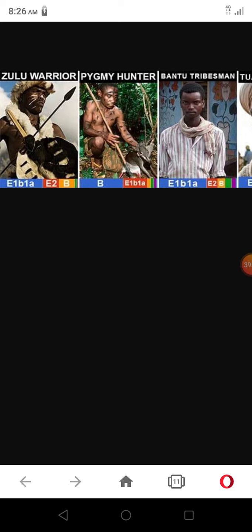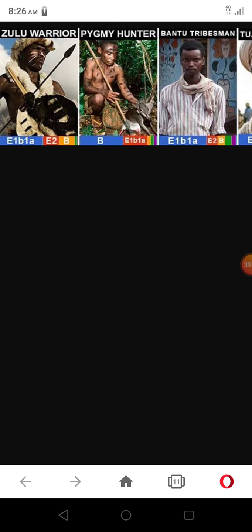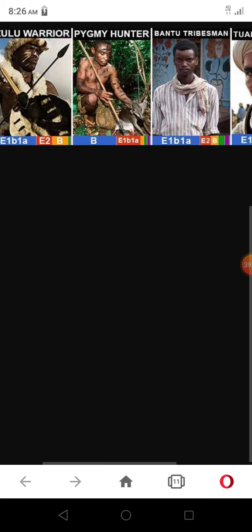So we look at the Zulu warrior. You see the blue box. The blue box is representing for this part of the picture E1B1A. Then the next one would be your E2. That's representing another portion of the grouping. That would be your Shemitic Midianite people. The B group is another part. That would be your Hamitic group of people.